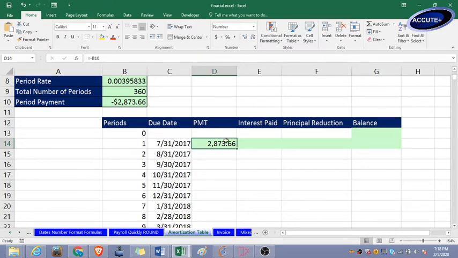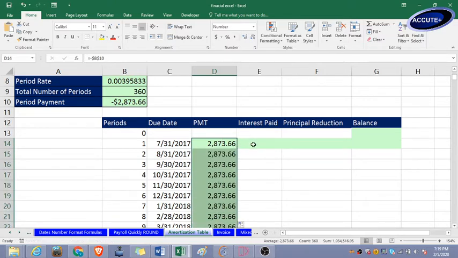All right, then you can run it down. Before you run it down, you just have to make sure that you lock this cell. You have to lock the cell by pressing F4. If you press F4, it locks the cell. So you can now run down the formula by double clicking on that, and throughout it will have the monthly payment for each month.